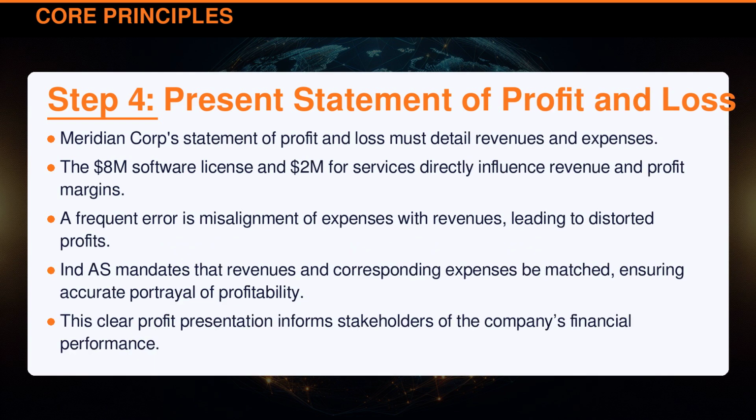Meridian Corporation's statement of profit and loss must detail revenues and expenses. The $8 million software license and $2 million for services directly influence revenue and profit margins. A frequent error is misalignment of expenses with revenues, leading to distorted profits. Indian Accounting Standard mandates that revenues and corresponding expenses be matched, ensuring accurate portrayal of profitability. This clear profit presentation informs stakeholders of the company's financial performance.